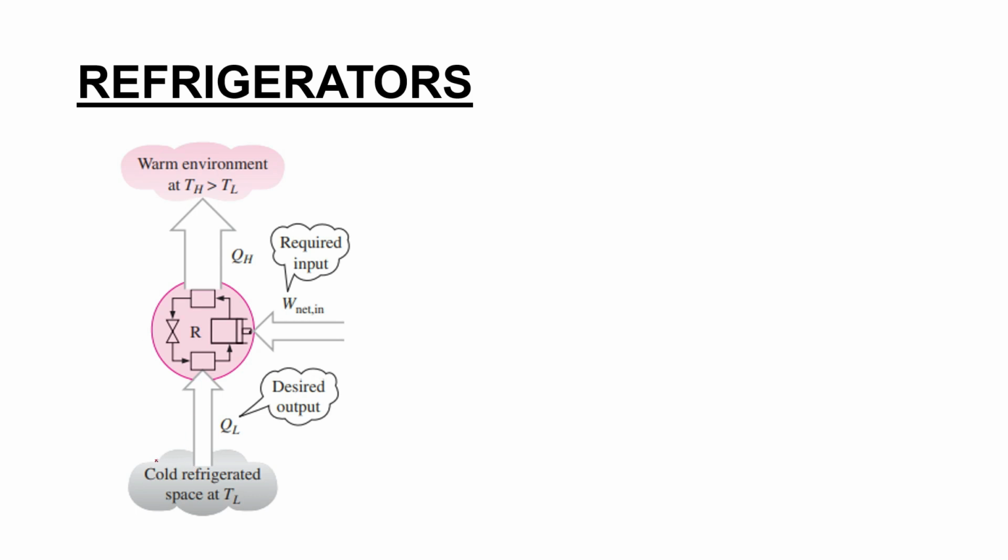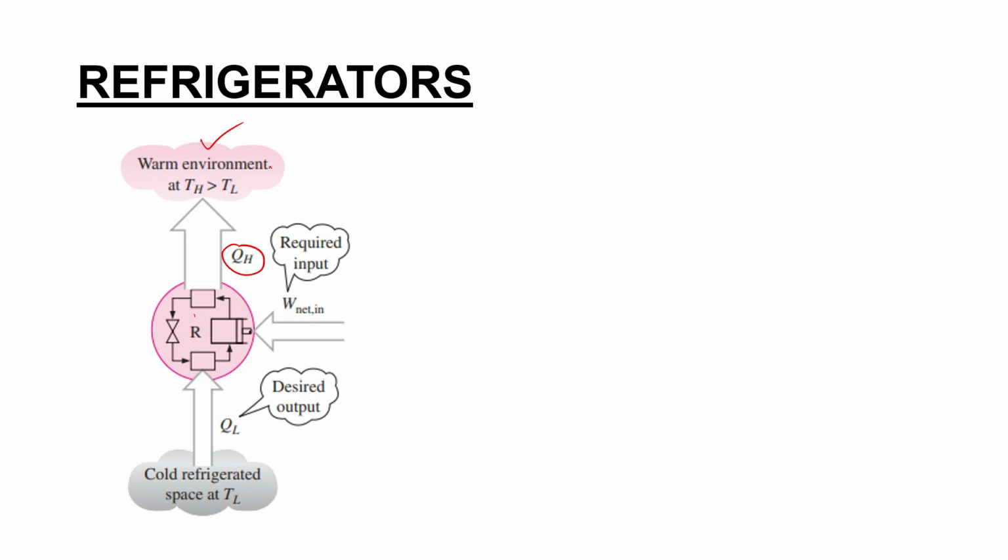In a refrigerator, this also works in a cycle. You can see various devices here. The working fluid is the refrigerant. This refrigerant undergoes a cycle. During this process, it will absorb heat, that is QL, and it will reject QH to the warm environment.